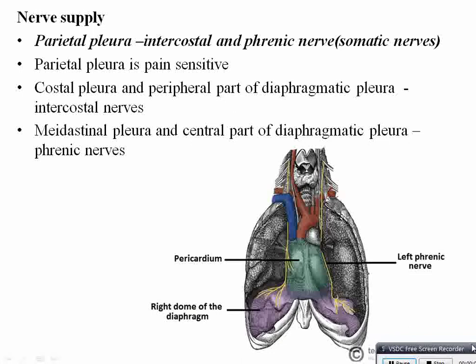So continuing with the pleura, nerve supply of pleura. The parietal pleura is supplied by intercostal and phrenic nerves. They are somatic nerves. Somatic nerves are the nerves which are supplying the body wall. So intercostal nerves are seen in the intercostal space. Parietal pleura is pain sensitive.